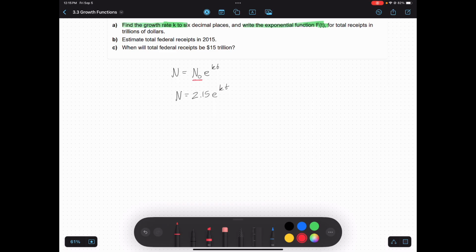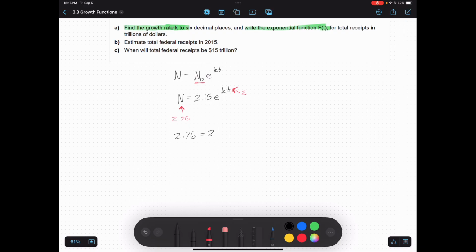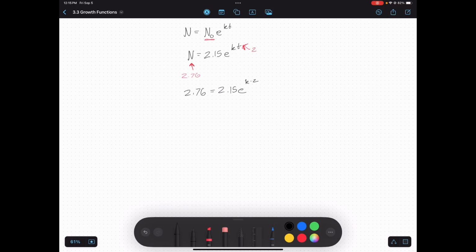I can use that by plugging in 2 for t. If I plug in 2 for t, that represents 2 years have passed. What should my ending value be? What should my function value be? That should be 2.76. So I get 2.76 is equal to 2.15 e to the k times 2. And now I have an equation with only one variable, and therefore I can go ahead and solve this.